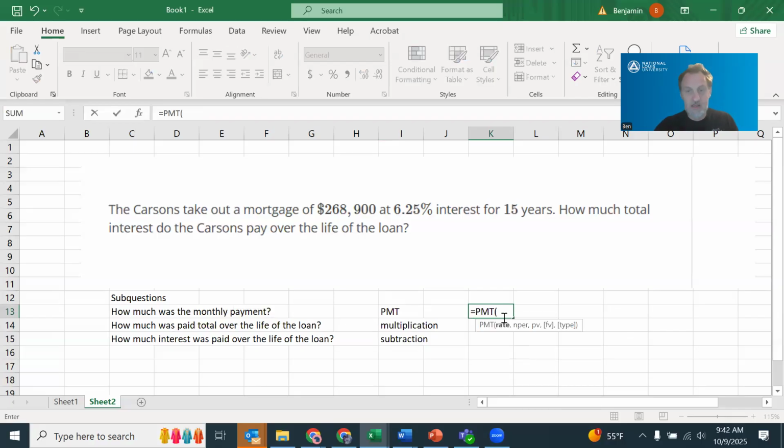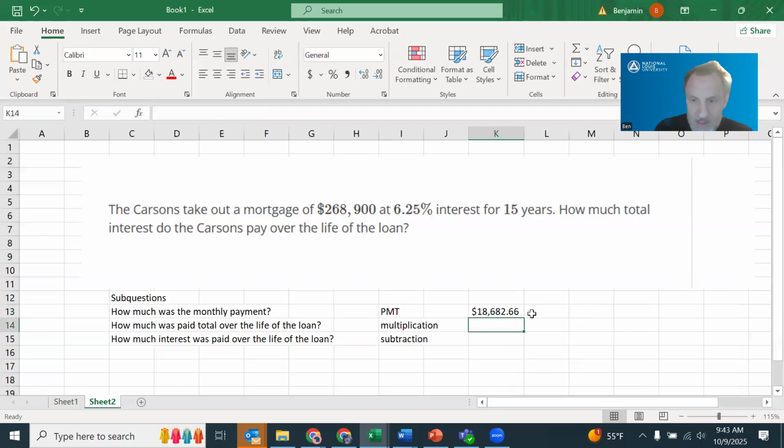PMT. And of course, I start with my interest rate. Don't forget to divide by 12. I'm going to put in my years, and then I'm going to do 268,900. Okay. This looks a little weird. $18,000 a month. That's a lot of money.